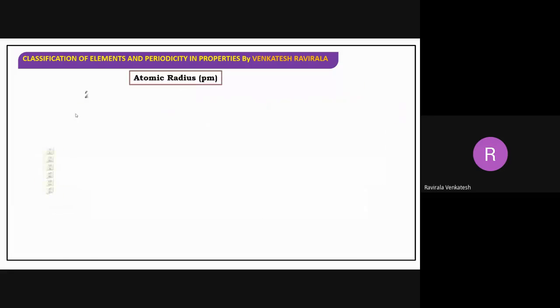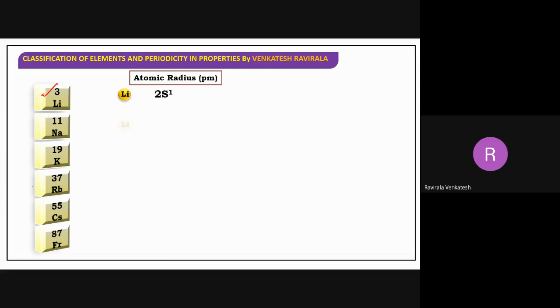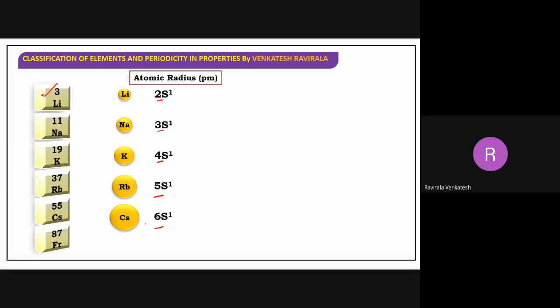Let me take one group. If you observe, the outermost shell for lithium is 2, for sodium 3, for potassium 4, for rubidium 5, for cesium 6. For francium, generally we don't take it because it is highly unstable. Its half-life is only 21 minutes, so no need to take that. Now, size increased or not? As the number of shells increases, size also increases here.